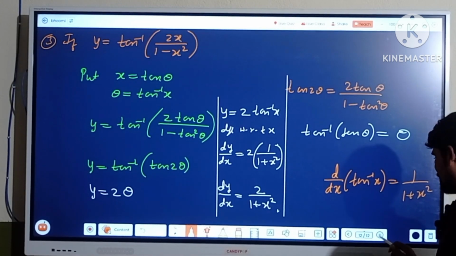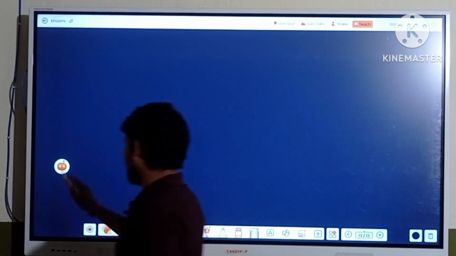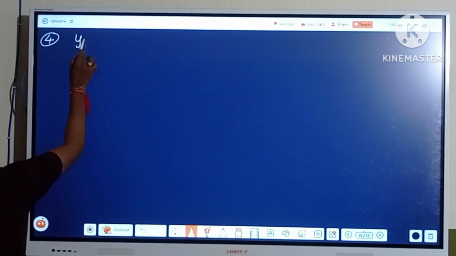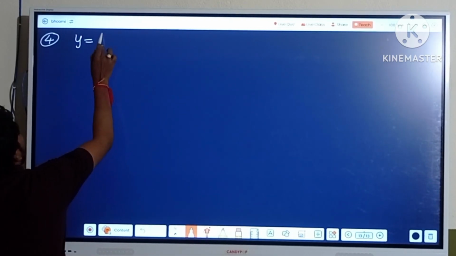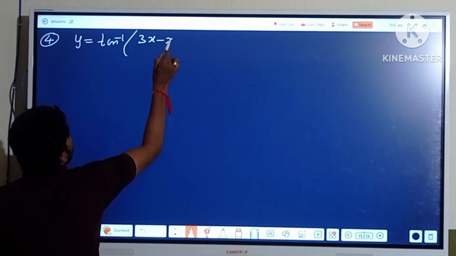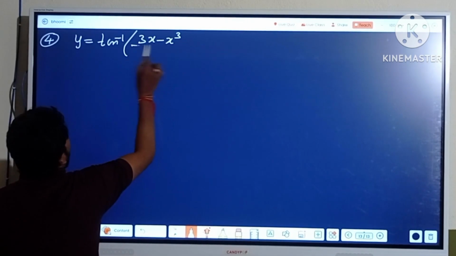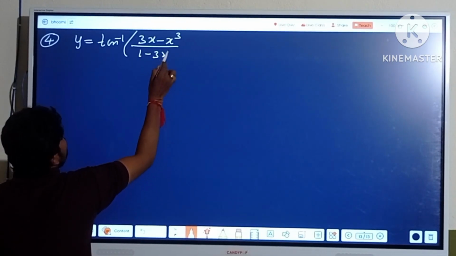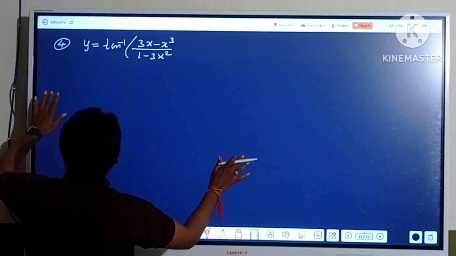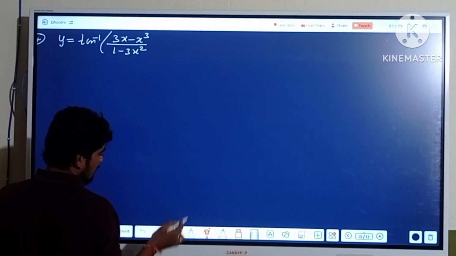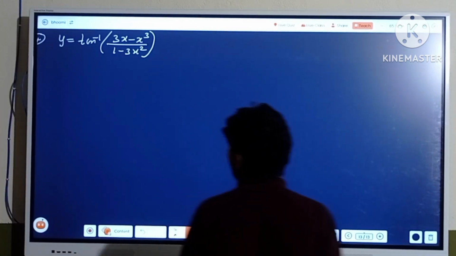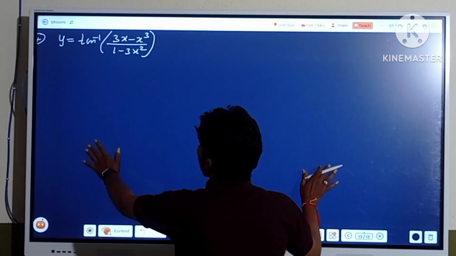So let us start the next question. Find dy by dx if y is equal to tan inverse of 3x minus x cube divided by 1 minus 3x square. So here we need to find the derivative of tan inverse of 3x minus x cube divided by 1 minus 3x square.